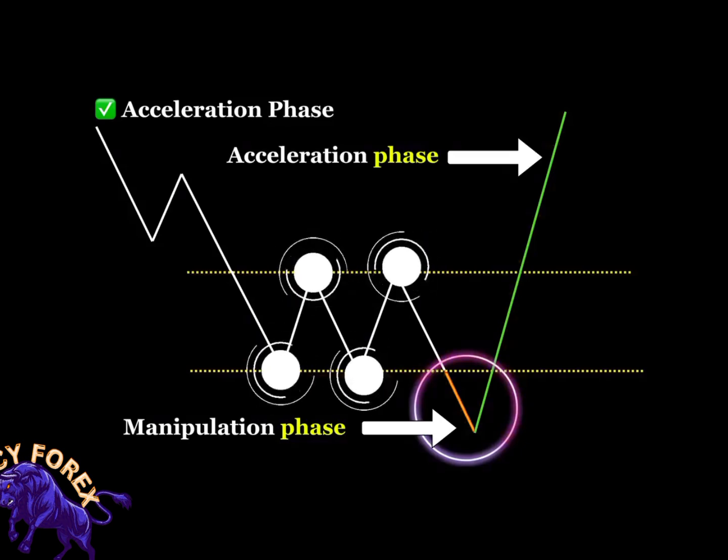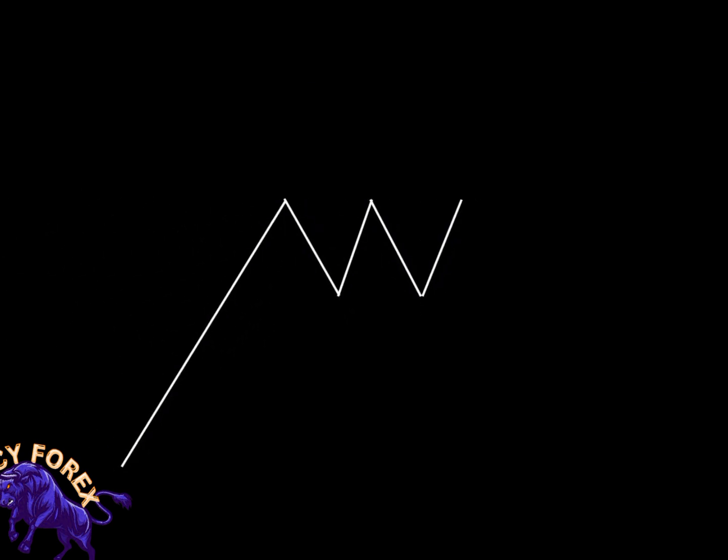That was the bullish version of the power of 3. Now let's break down the bearish version. This one plays out at the end of an uptrend, a setup for downside momentum.